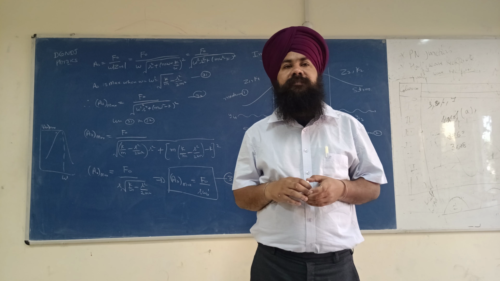This A naught is called the amplitude, and this is the expression: A naught is equal to F naught upon omega Zm. What is Zm? Zm magnitude is called the impedance, the mechanical impedance. This is the expression, and this is the frequency that we have derived in the last lecture.